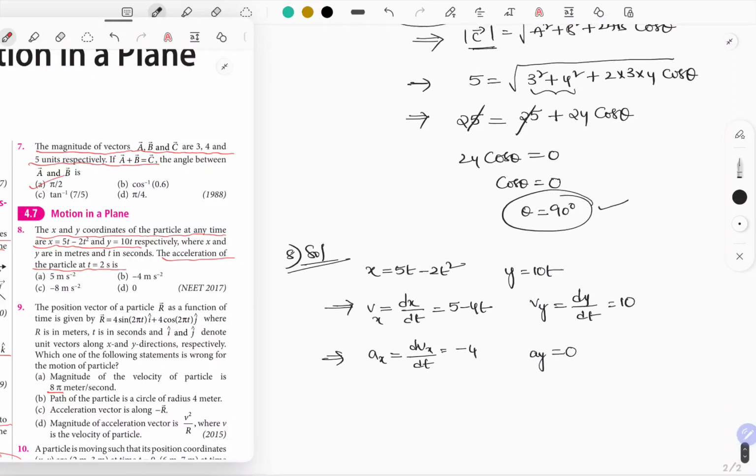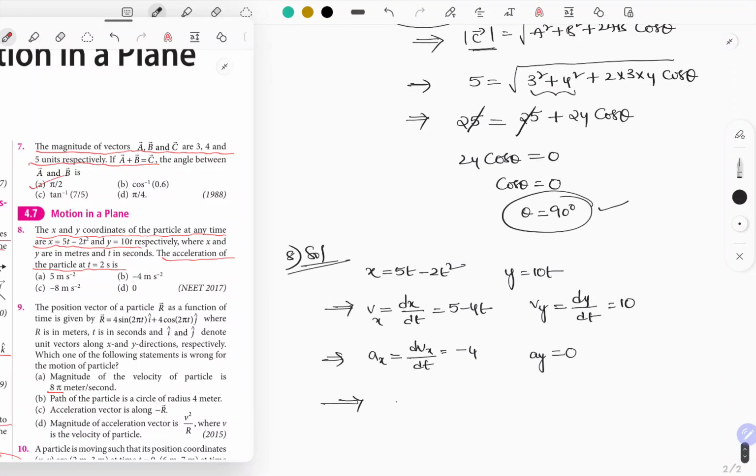So we are left with only one acceleration. Acceleration of this particle is a is equal to ax i cap plus ay j cap. This is the way to represent. Here ax alone is present, that is minus 4 i cap. As this magnitude is constant, does it depend on time? Acceleration along x direction? No, it does not depend on time. So acceleration at any time is going to be minus 4 meter per second square only.